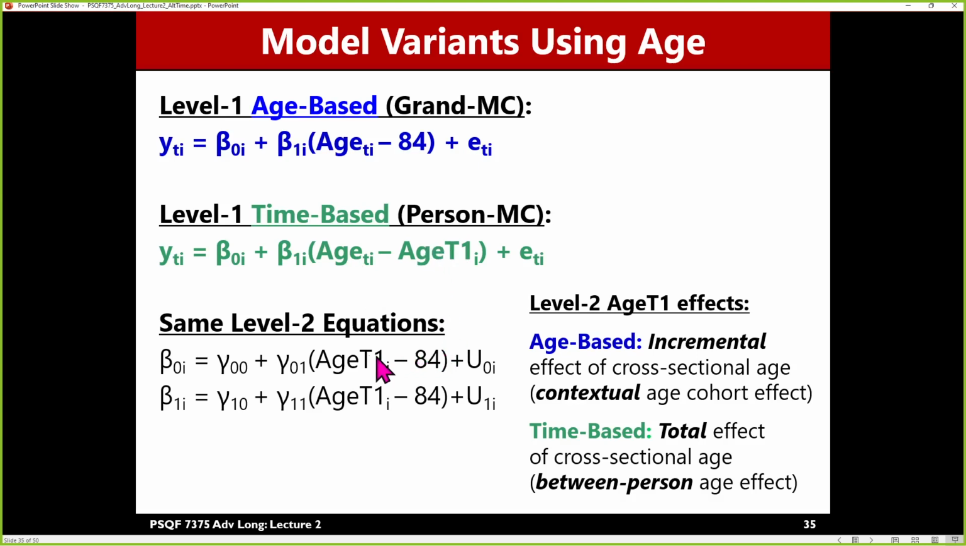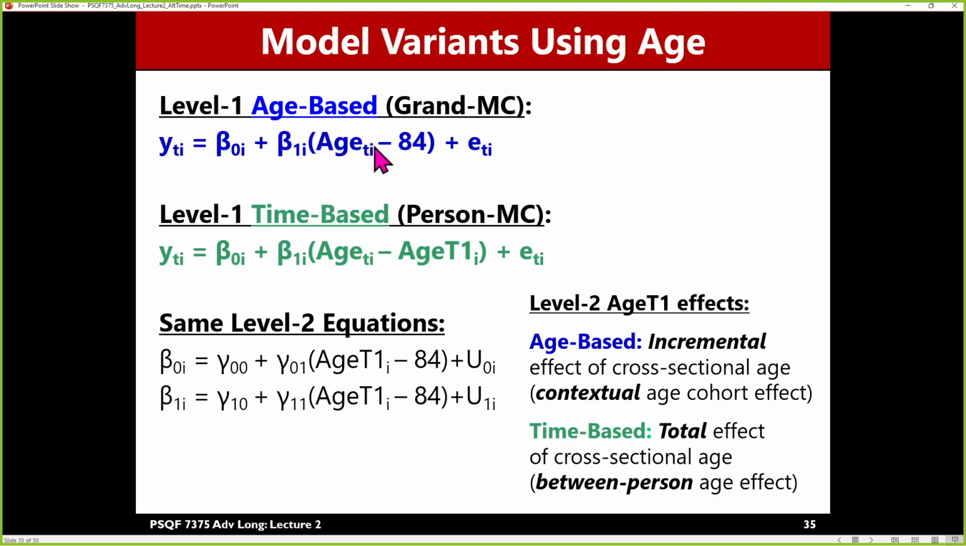Either way, to keep the models equivalent, I have age at time 1 then as a level 2 predictor. So I'm centering it at 84. That way the intercept will have the same interpretation in both models. So when all is said and done, either way, the intercept is going to be the expected age at 84 for somebody who walked in the door at 84.